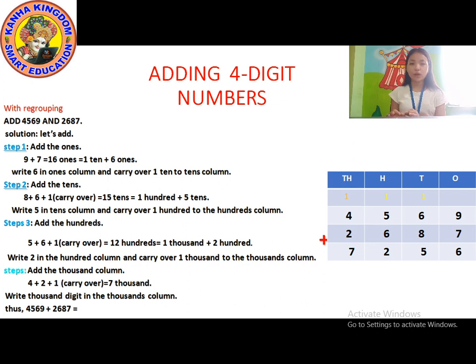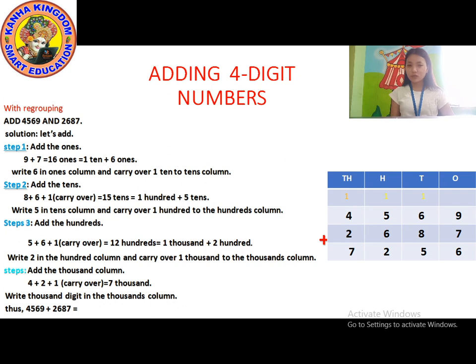Now we are moving towards the third step, that is add the hundreds. We have to add the hundreds. So in the number 4569, 5 is the digit which is present in the hundreds place, right? And in the number 2687, 6 is the digit which is present in the hundreds column, right?